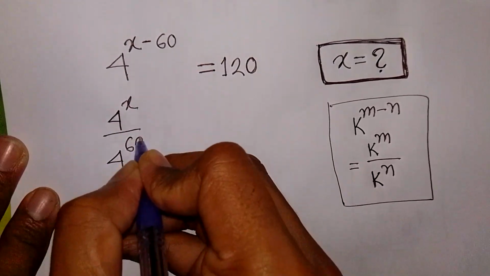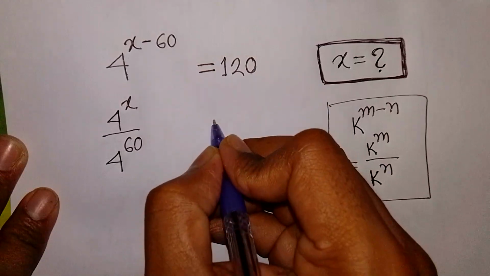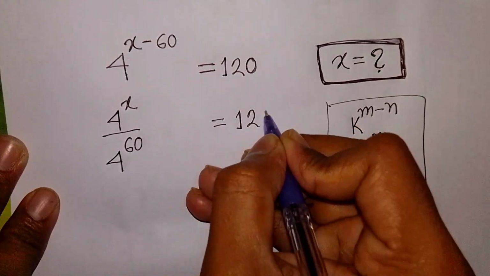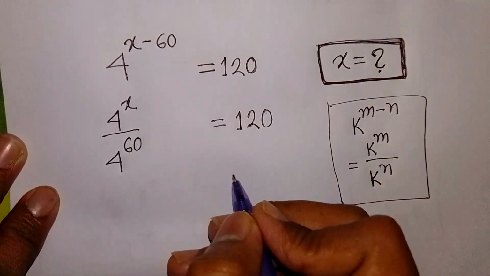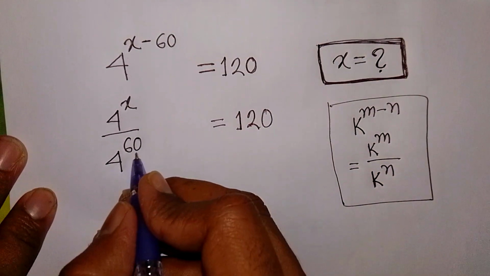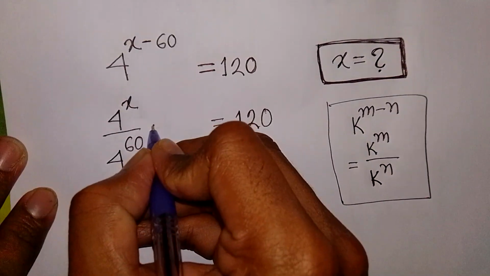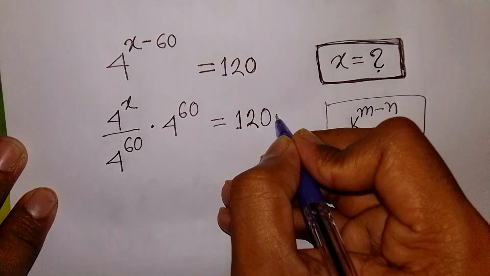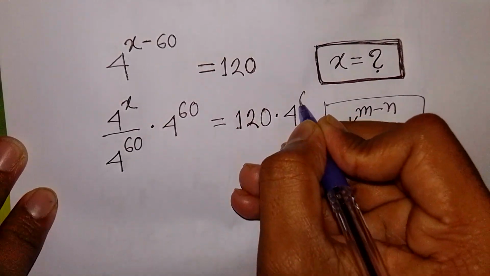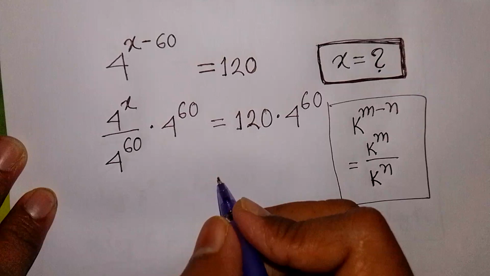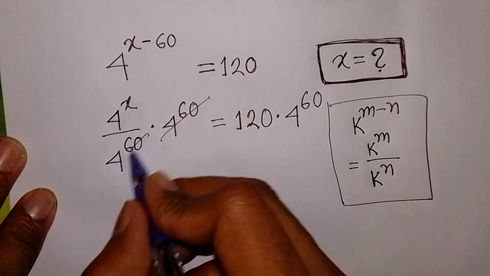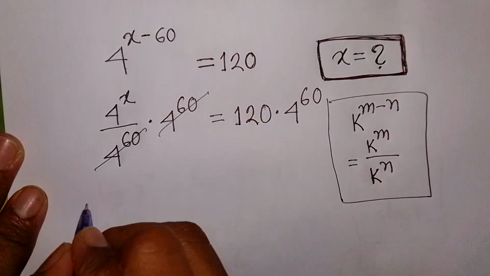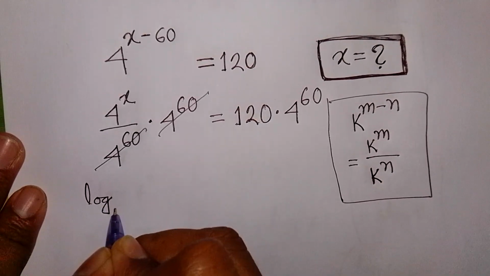4 power 60 then is equal to 120. Now we have to multiply by 4 power 60 on both sides. So multiply by 4 power 60. So this 4 power 60 and this 4 power 60 will be cancelled out. Now we apply log on both sides.